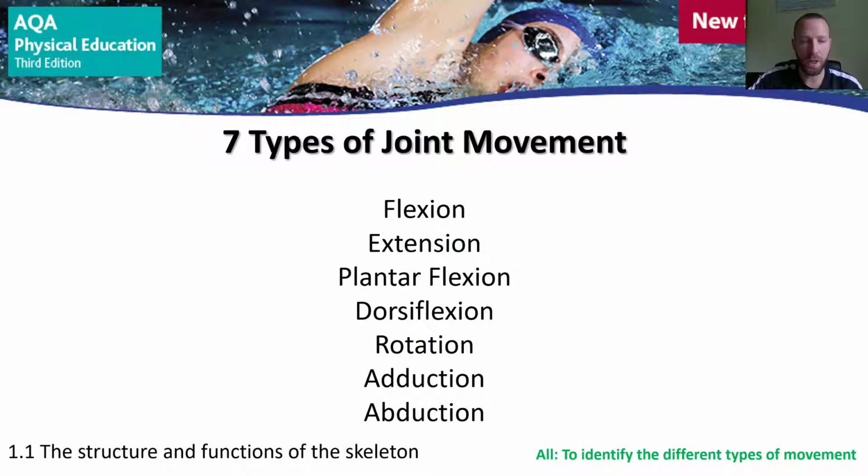There are 7 different types of movement. These occur at different joints. Flexion and extension, plantar flexion and dorsiflexion. They're specific to a certain type of joint, which we'll go to later in the lesson. Rotation, adduction, and abduction. So these movements occur at different joints.